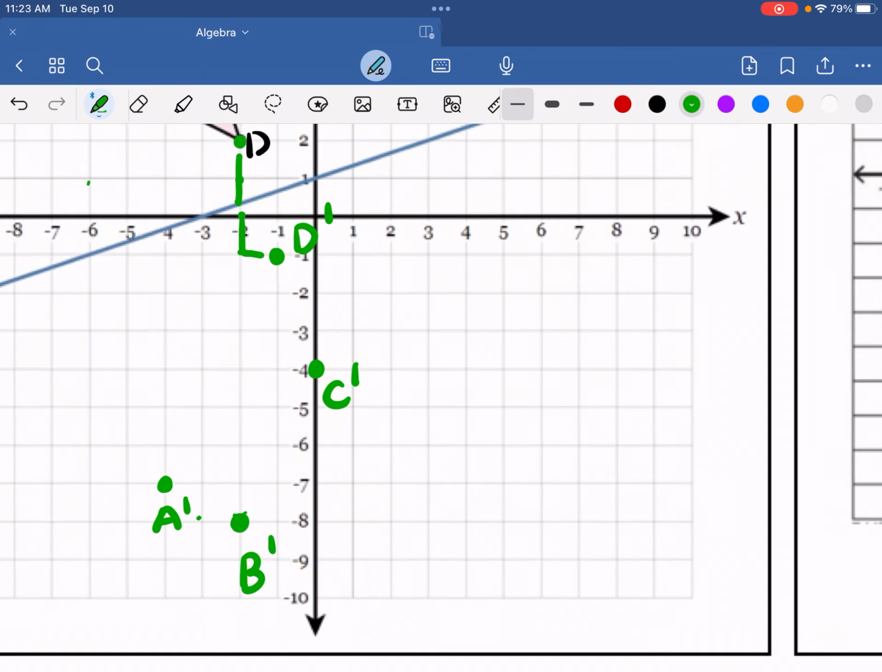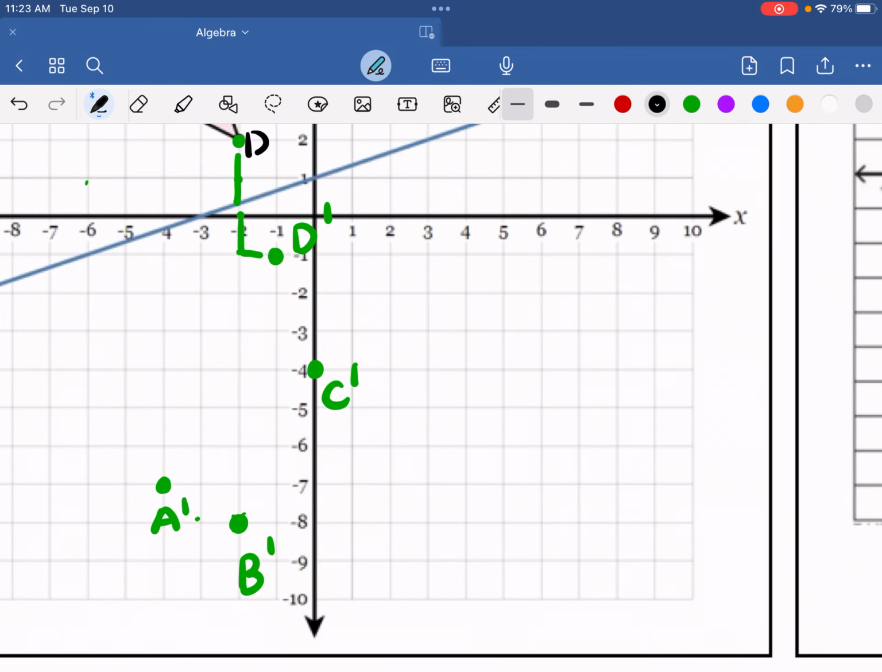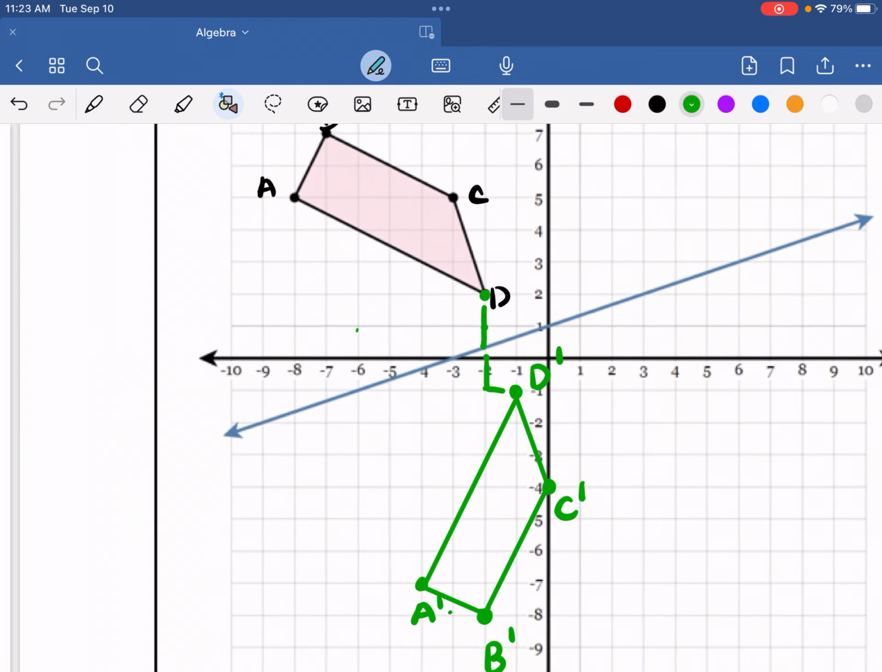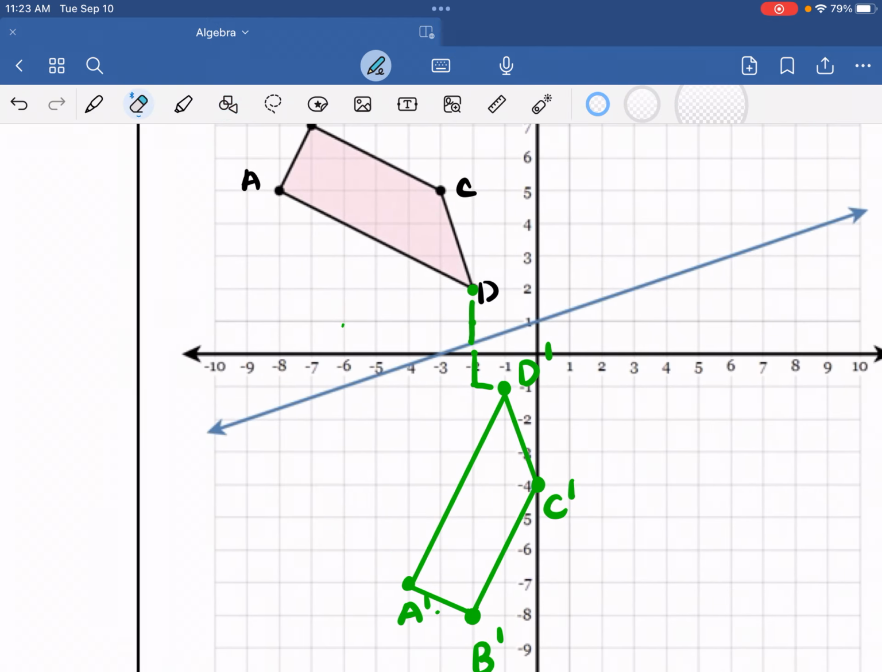So you can connect it here, here, here, and here. And if you look at it, if I was to fold this paper on that blue line, it should match up. And to me, it looks like it, right? And even if you drew lines from D to D prime, they should be the same distance. Same distance on the top, same distance on the bottom.